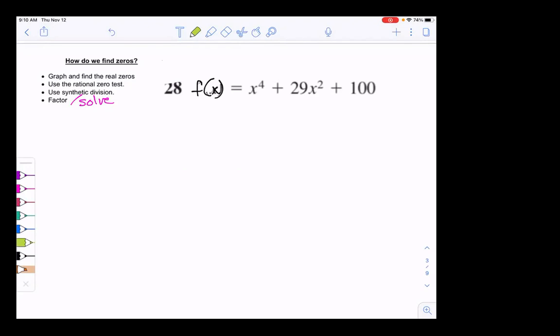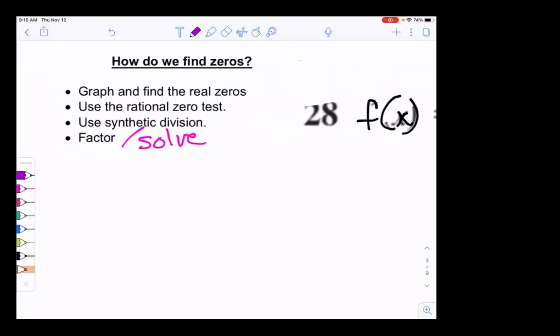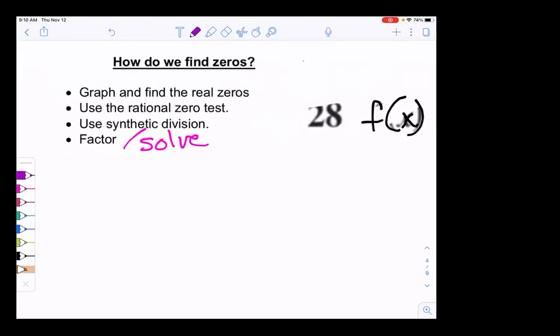So number 28, the directions wanted you to find the zeros, all of the zeros. And that's pretty much what this section is. The fundamental theorem of algebra says find all the zeros of your function. They could be real, they could be imaginary. And then I copied the notes that we did yesterday where it says, how do we find zeros? Well, we could graph them and find the real zeros, use the rational zero test, use synthetic division, factor, or if my equation is maybe not factorable, I might just have to solve by taking maybe the x to the other side.